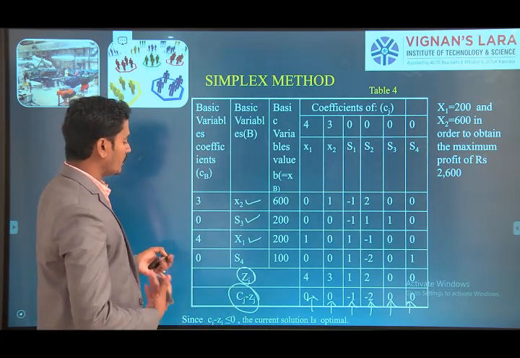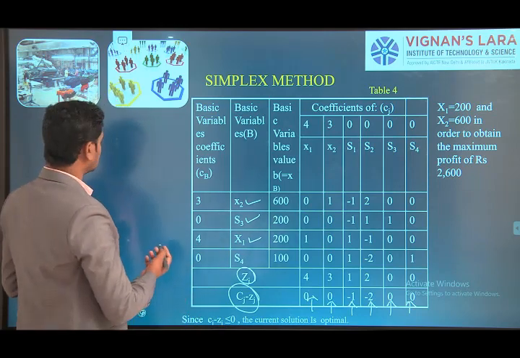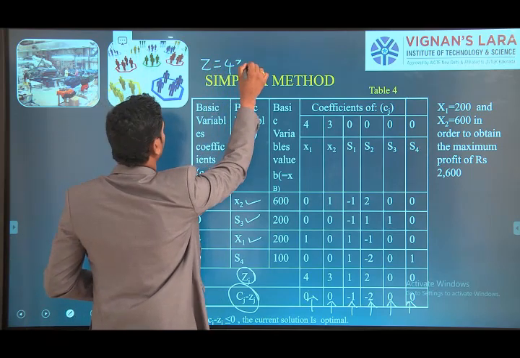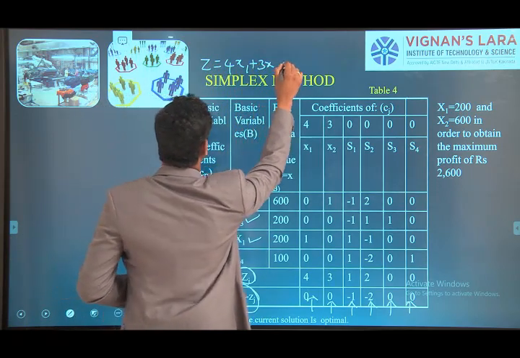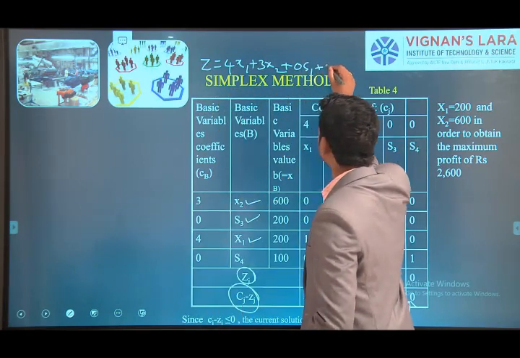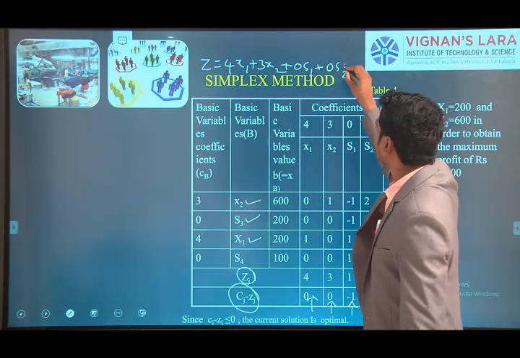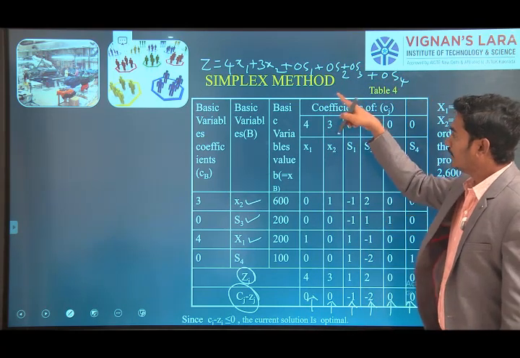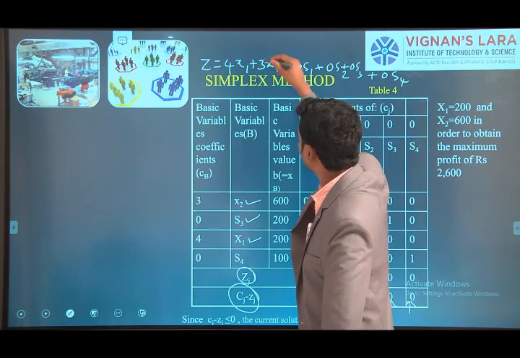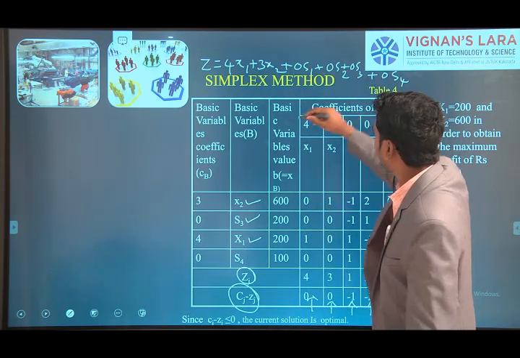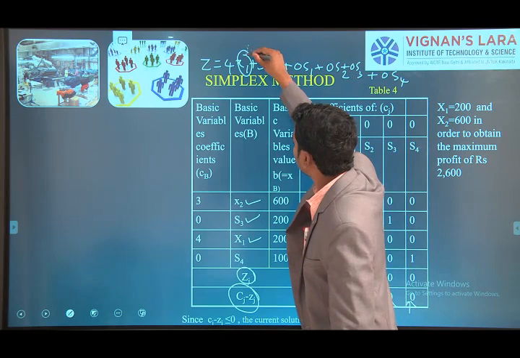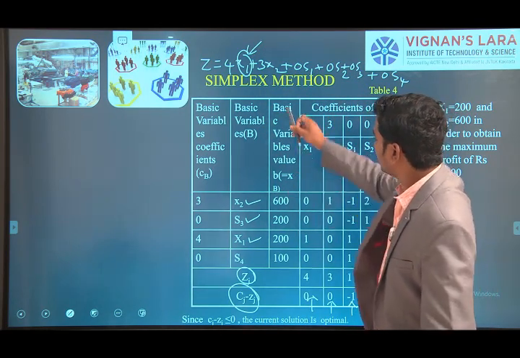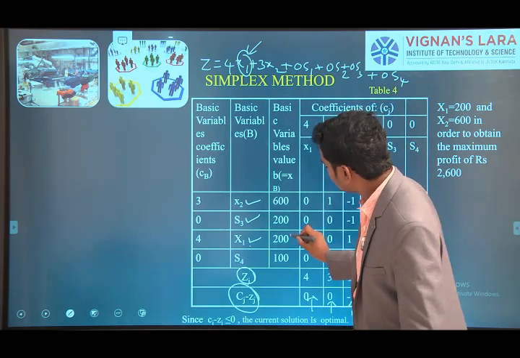Now we are going to find the profit value. What is our objective function? Our objective function is Z = 4x1 + 3x2 + 0s1 + 0s2 + 0s3 + 0s4. Now we are going to take the values of x1, x2, s1, s2, s3, s4 from this table. What is the x1 value? x1 means the solution value of the basic variable from this table. Here x1 is here. What is the solution value?